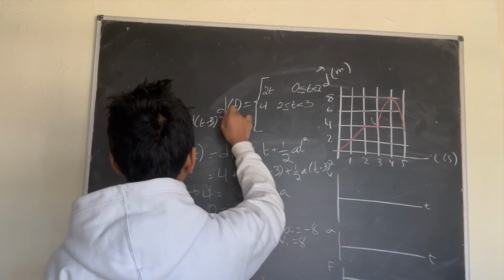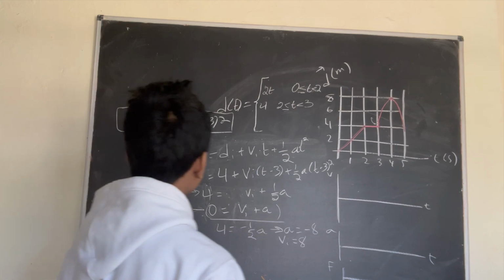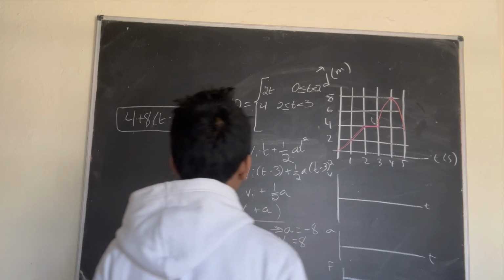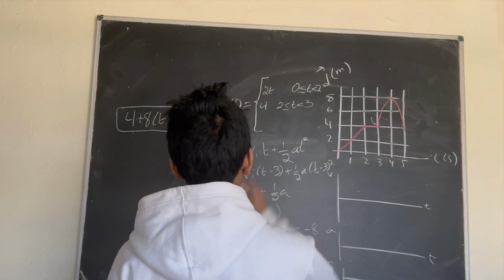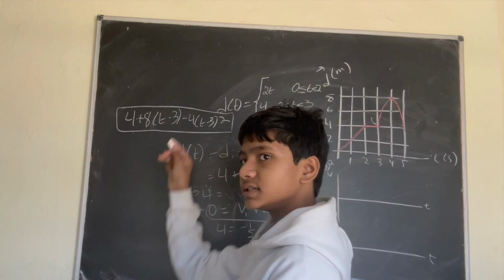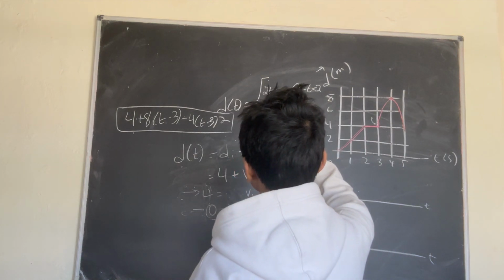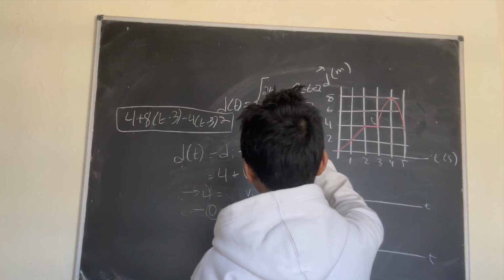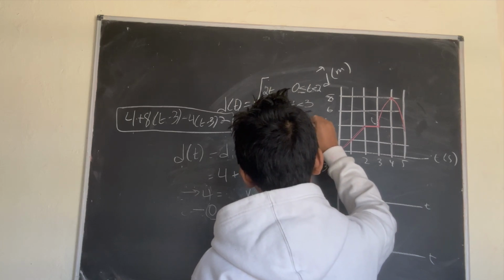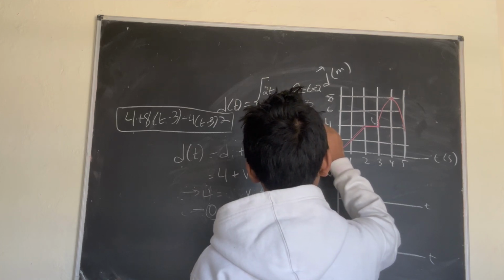So this is our final equation in the end. 4 plus 8 times T minus 3 minus 4T minus 3 squared. It's going to take a long time to actually write this out as the quadratic equation on its own, and it's easier to take the derivative this way, so we'll just keep it this way. So 4 plus 8. 3 is less than or equal to T is less than 5.